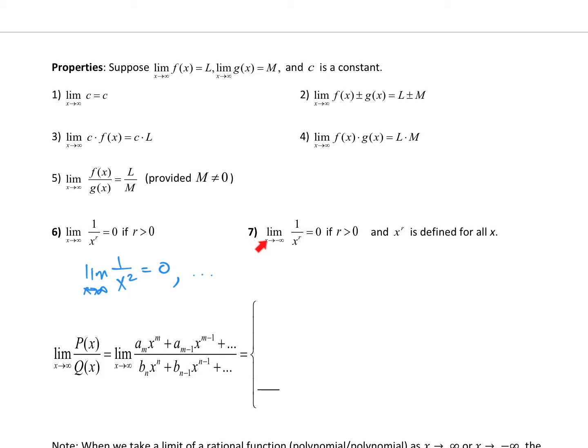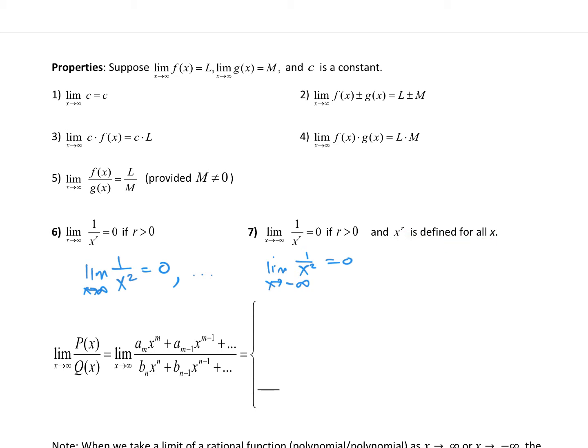The next one, where x goes to negative infinity, 1 over x to some power. So for example, the limit as x goes to negative infinity of 1 over x squared is also 0. When you square x, if it's a negative number, x squared becomes positive. There's a little bit of extra information here: x to the r is defined for all x.